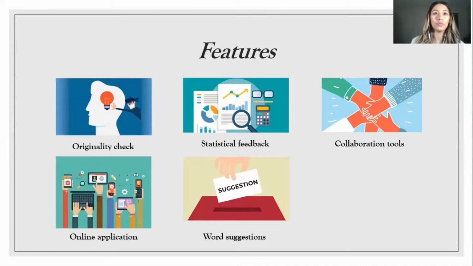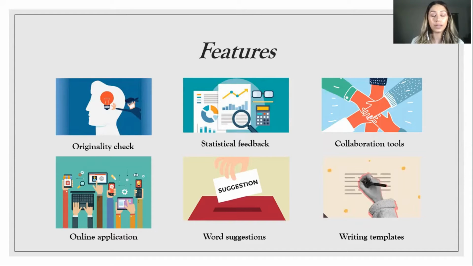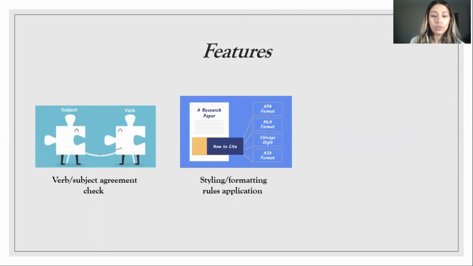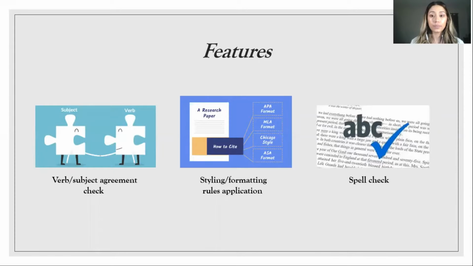So if you want to use a better word, it gives you a list of different words that you can use in that sentence. It also gives you writing templates. So if you need to write in MLA format, it gives you that. It has a subject-verb agreement check, so it checks if you're using the correct grammar and subject-verb tenses. It also checks for formatting and styling rules. And of course, it has a spell check.